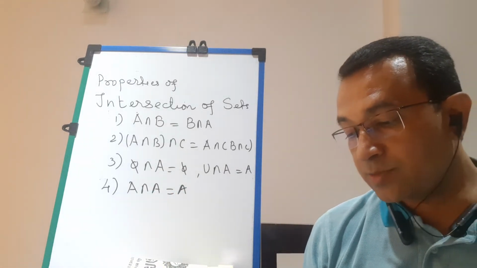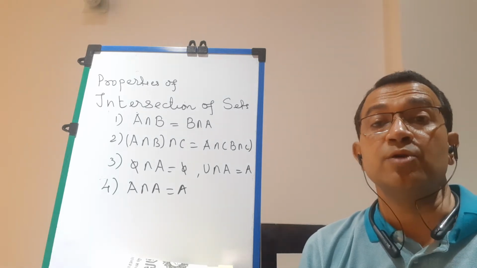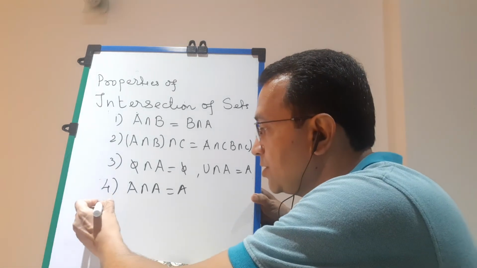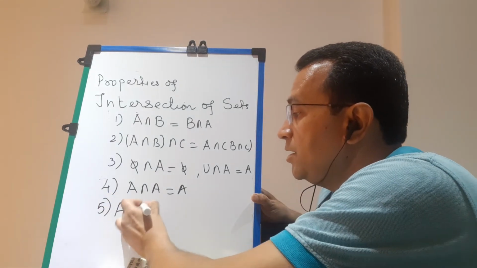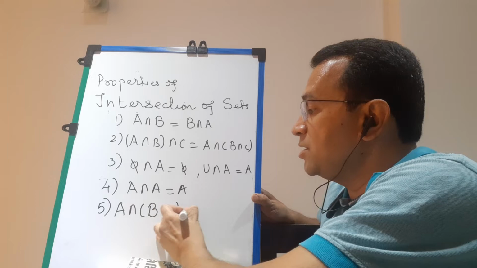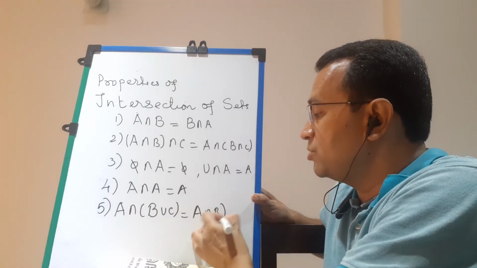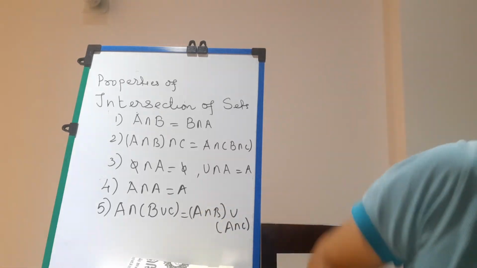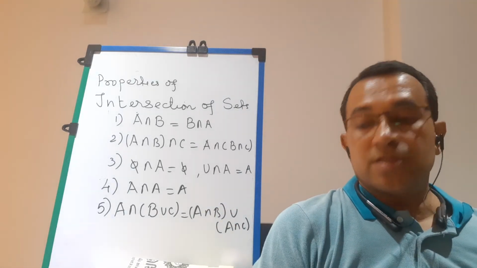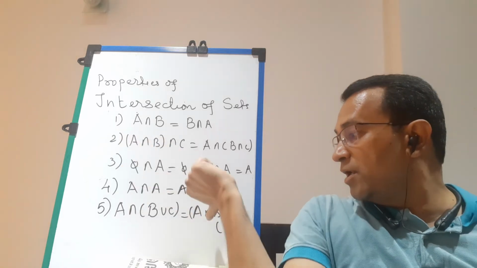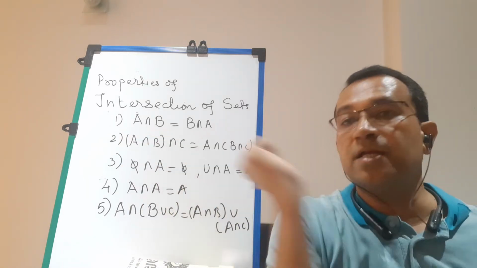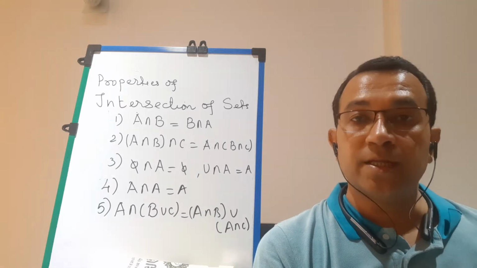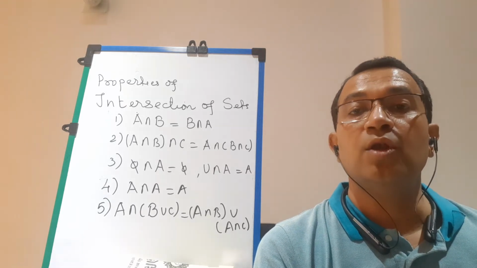And the last but not the least is distributive law. This we have to understand very carefully, students. A intersection (B union C) will be (A intersection B) union (A intersection C). This is distributive law, students. The first sign will come in the bracket and the second sign will come between the brackets. This is how, students, we remember distributive law.